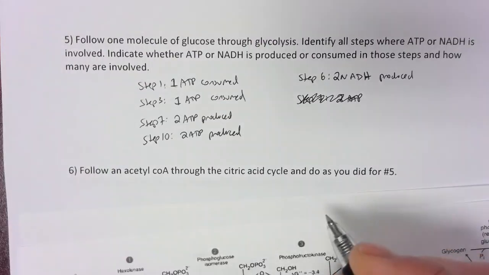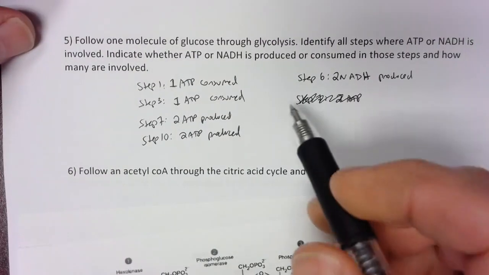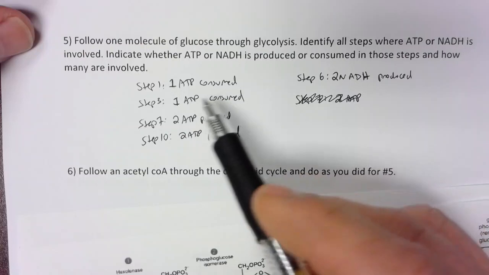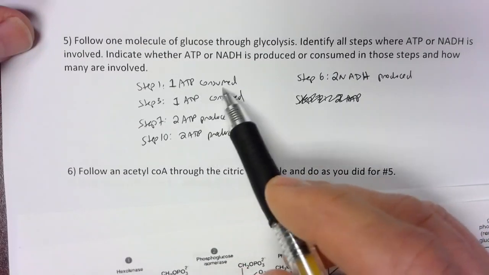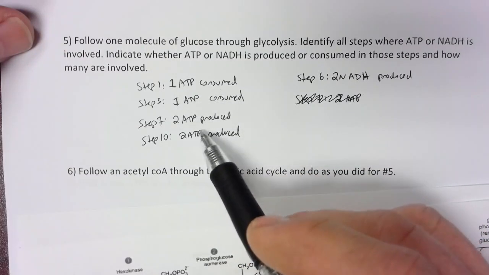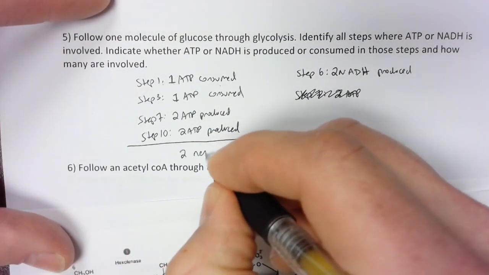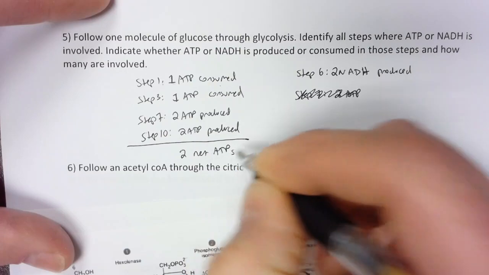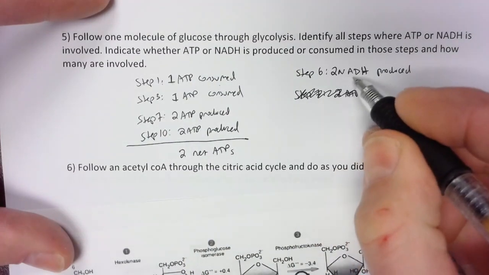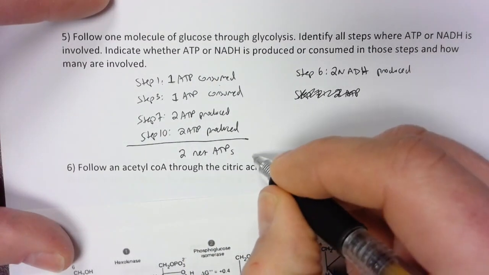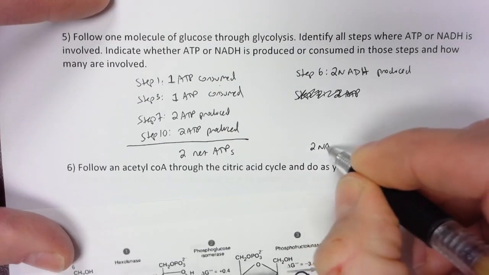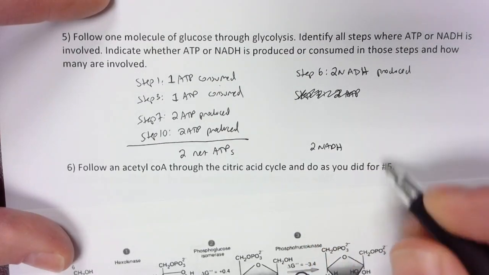So we can say that in the process of glycolysis, just looking at glycolysis, 2 ATPs are consumed, 4 are produced, yielding 2 net ATPs and 2 NADHs are produced.